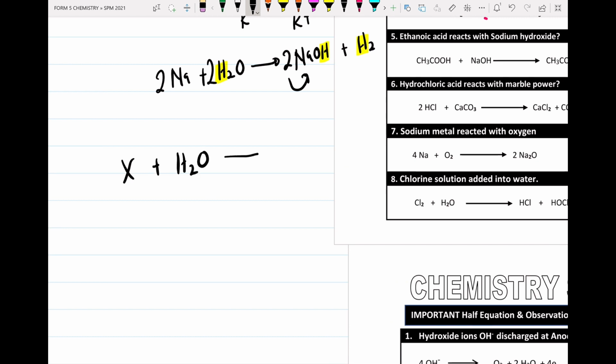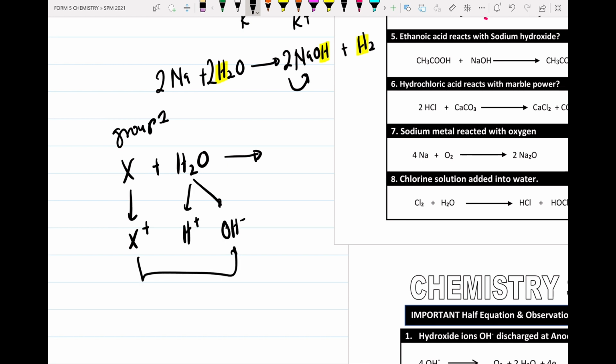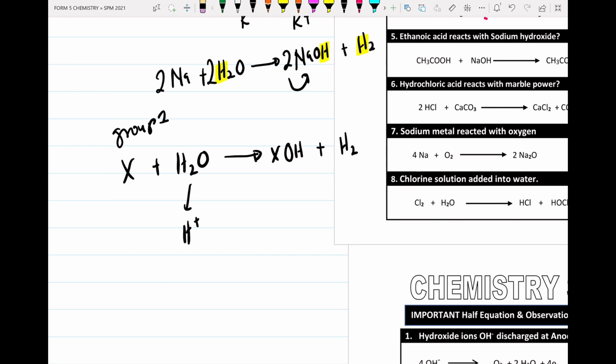Sometimes they won't give the actual symbol, they will give a symbol like X reacts with water. So remember this element from group 1 will form X+. So take out the hydrogen ion and hydroxide ion. During the chemical reaction, combine to form XOH. When we see hydrogen ion single covalent, make sure it is hydrogen gas.